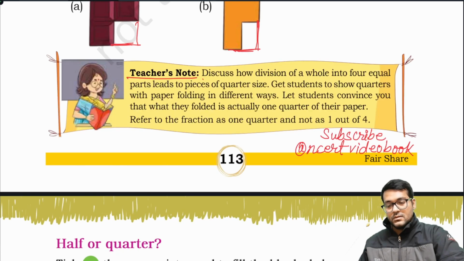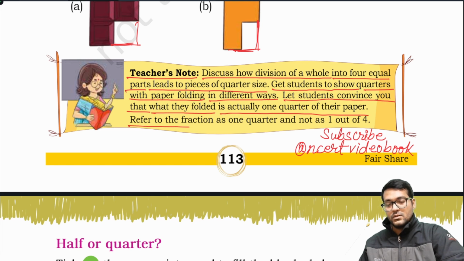Teacher's note. Discuss how division of a whole into 4 equal parts leads to pieces of quarter size. Get students to show quarters with paper folding in different ways. Let students convince you that what they folded is actually 1 quarter of their paper. Refer to the fraction as 1 quarter and not as 1 out of 4.